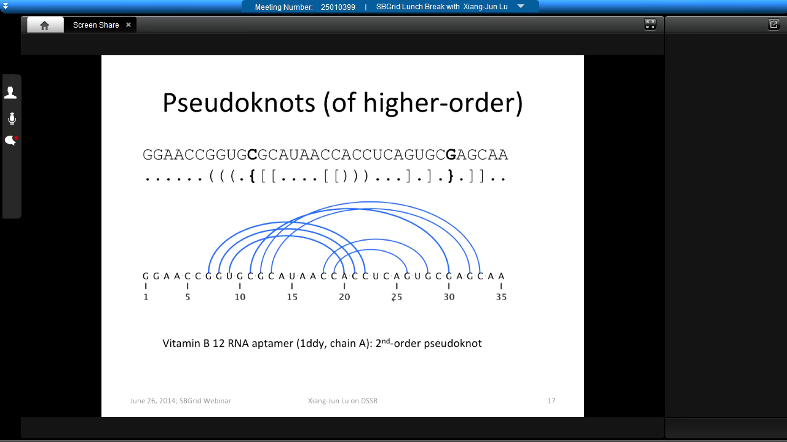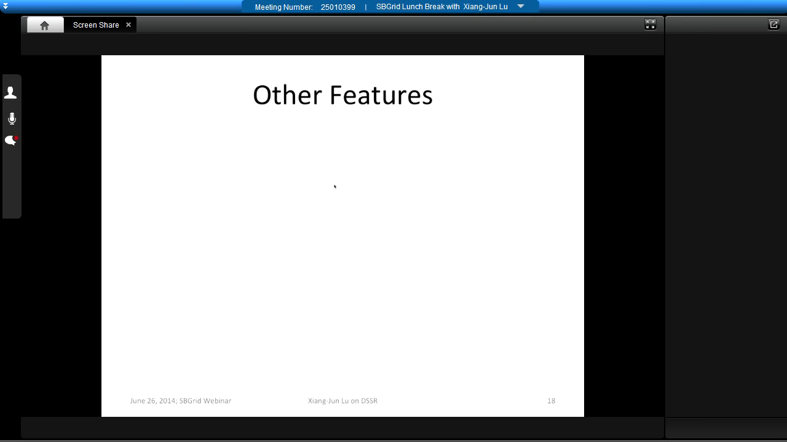DSSR can also characterize RNA structures with pseudoknots of higher order. Shown here is a very simple example, which has a so-called second-order pseudoknot. Note that for a pseudoknot, instead of parentheses, we use brackets or curly brackets. Otherwise, it is impossible to draw the base pairs from the dot-bracket notation.